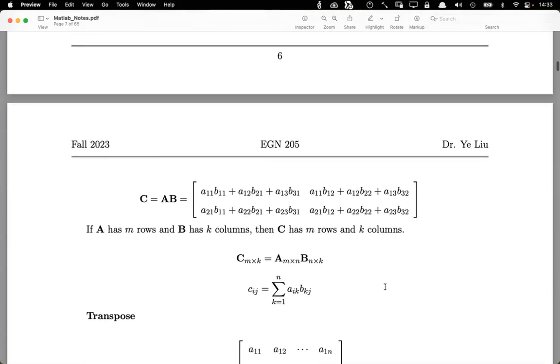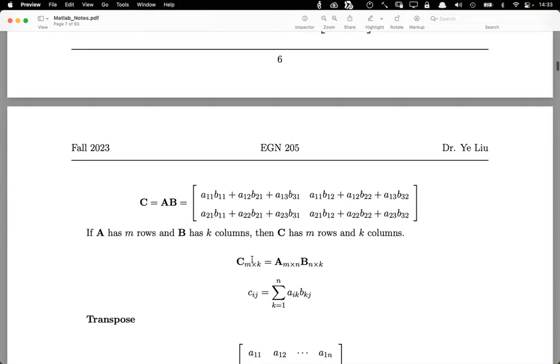So in general, A is m by n, B is n by k. Then the result is m by k, so m rows, k columns. Then Cij equals the sum of Aik times Bkj, with k from 1 to n.